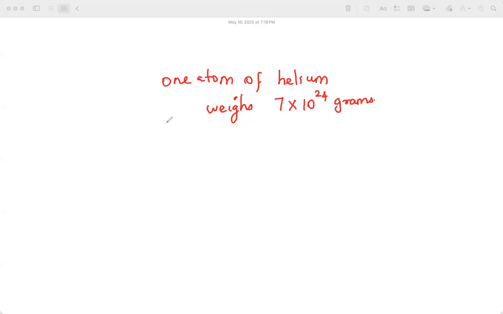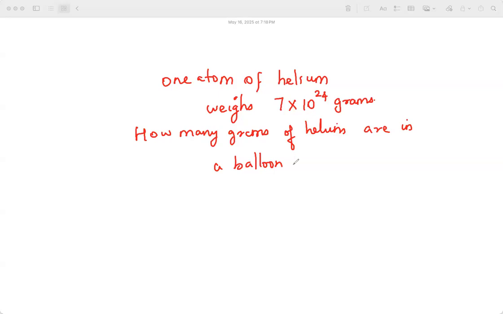Now you know how to operate with scientific notation as well. How about this? One atom of helium weighs 7 times 10 power of 24 grams. Now, how many grams of helium are in a balloon that holds 6 times 10 power of 3 helium atoms?